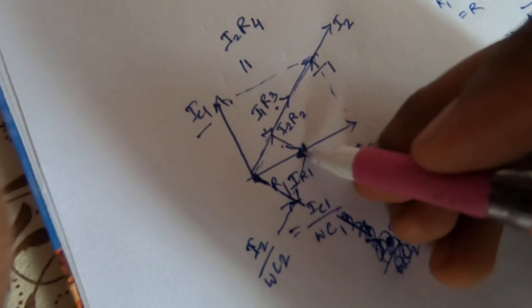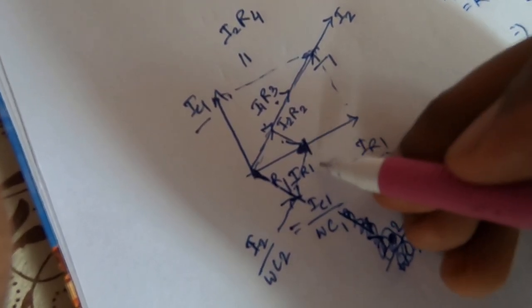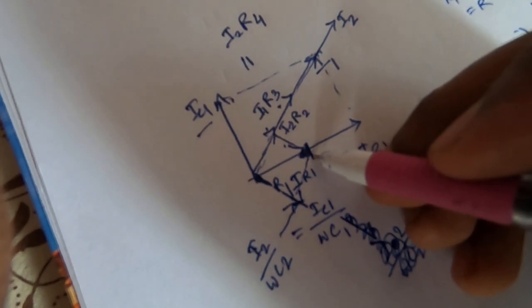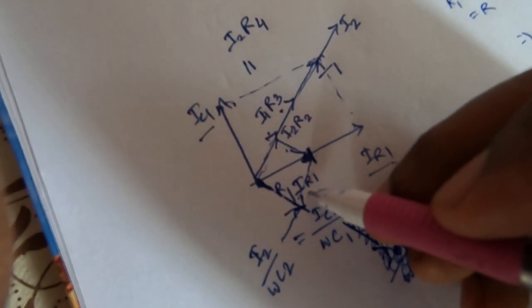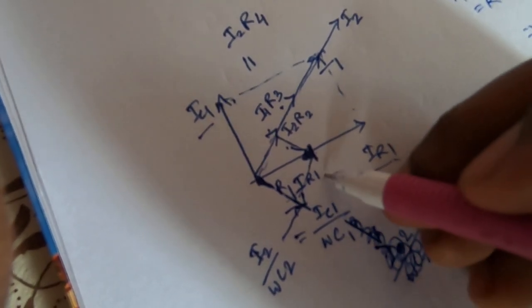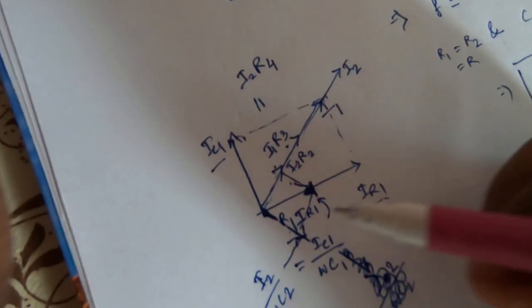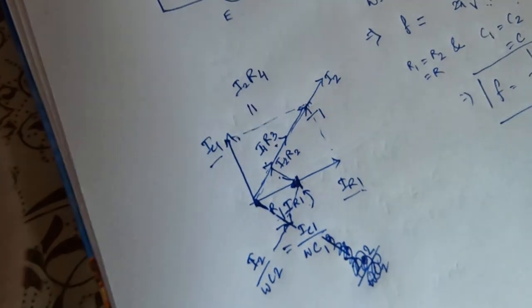So now this is the voltage drop in arm 2, which is also equal to this drop, that is, IR1 R1 and IC1 by omega C1 over there. So I think you got this thing. Okay, so now this is the complete phasor diagram of the Wien bridge.